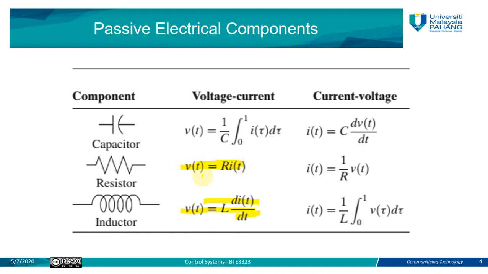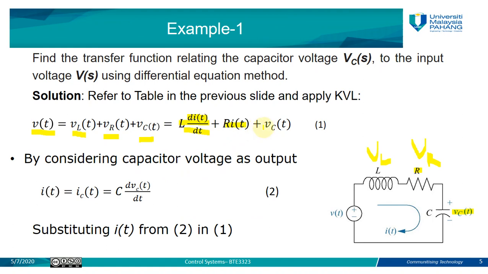Then the third part will be VC(t). We will keep VC(t) the same. Why will we keep it here? Because we need the VC(s) and we need the VS. So here we need to keep VC(t) and V(t) in our equation in order to find the transfer function. So these two elements, we are not going to substitute in terms of the current.